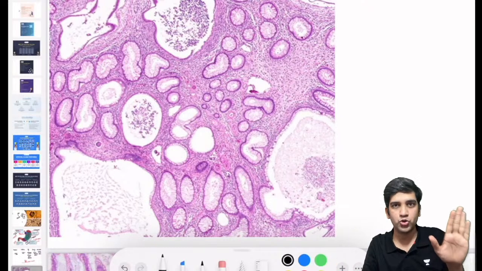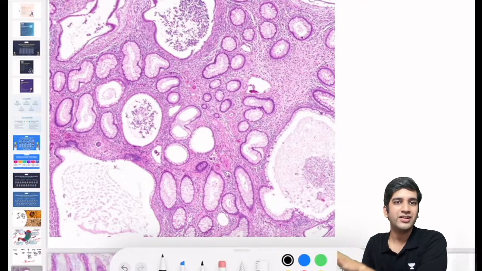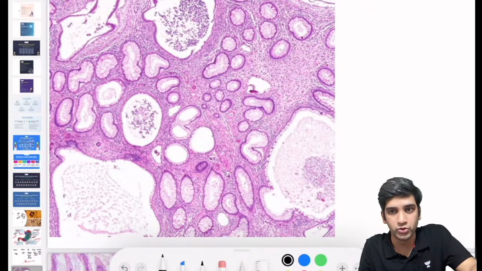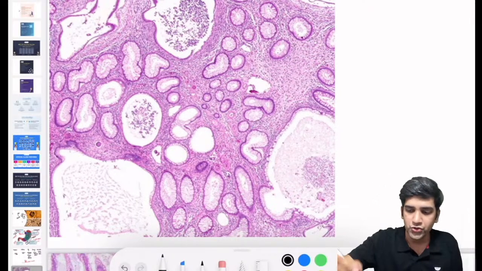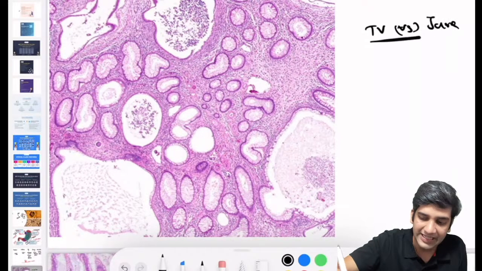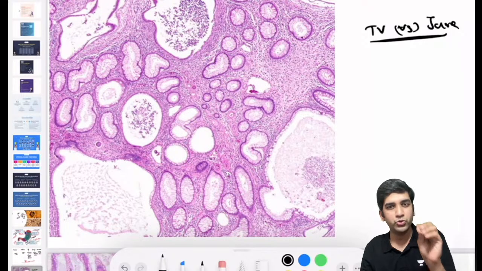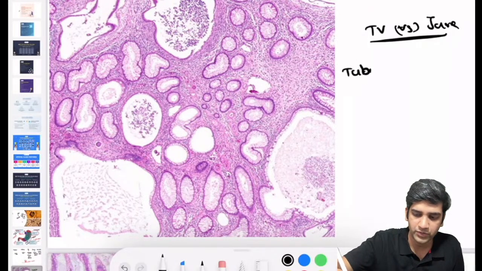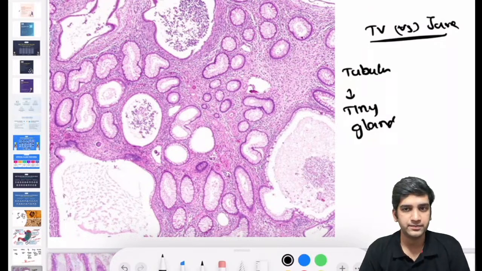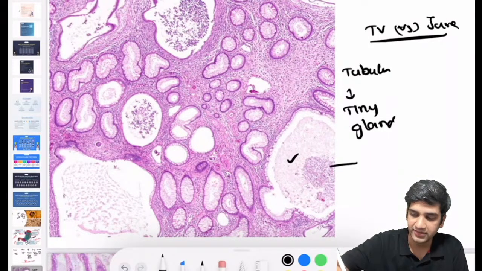So the only options for me are tubular, juvenile polyp, or a serrated polyp, right? Serrated adenoma: there are no serrations here. I am not seeing any crypt distortion also. So serrated adenoma also ruled out. So I am kind of stuck between two things: tubular adenoma versus juvenile polyp. The only difference is that in a tubular adenoma, it will be tubules. Tubules are nothing but tiny glands, very, very tiny glands. Here in this image, you are seeing dilated glands or tiny glands. Definitely all of you will agree that in this image, you are seeing multiple dilated glands filled with mucin, right? So definitely the answer here is juvenile polyp.